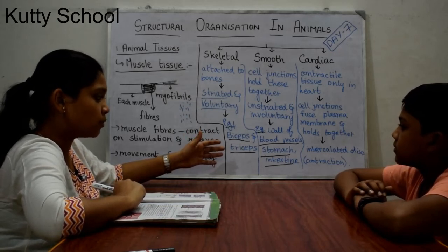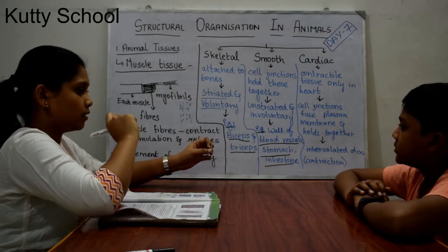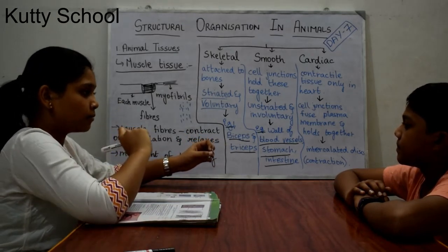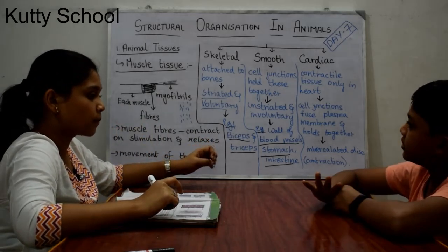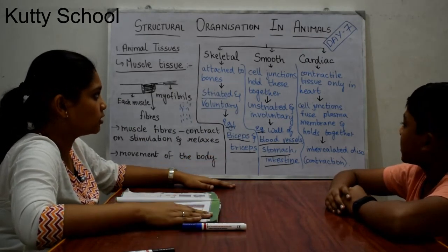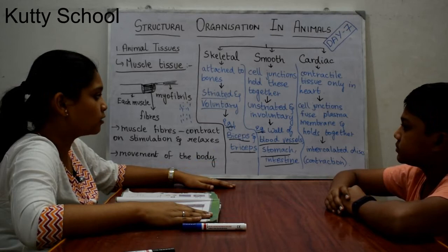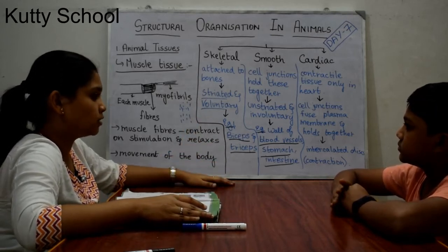So it generally performs contraction. We have already seen that if one cell contracts in this cardiac muscle tissue, all the cells nearby contract. So if one contracts, all will contract. Yes. So this is about skeletal, smooth and cardiac muscle. Next we will see the structures of these three muscle tissues.